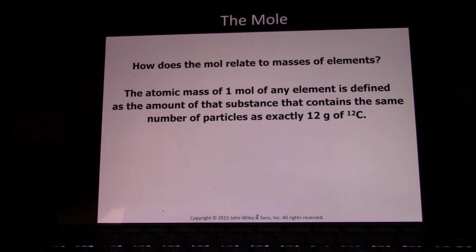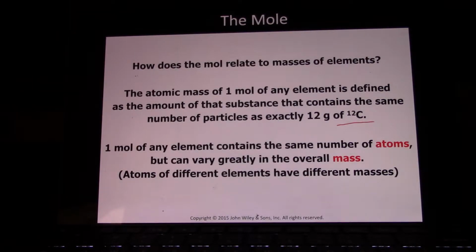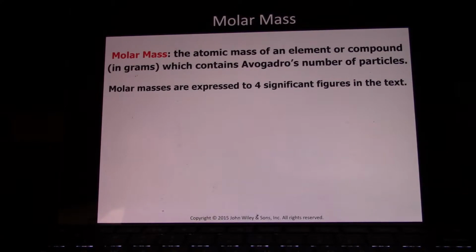The mole is the number of atoms of carbon-12 in exactly 12 grams of carbon-12. So carbon-12 here is our standard for the mole. And again, 1 mole of any element contains 6.022 times 10 to the 23rd atoms. However, the overall mass can be very different because different atoms have different masses. So the molar mass is the atomic mass of an element. If you take your trusty periodic table, we can now look at the atomic masses in 2 different ways. We can say hydrogen is 1.008 atomic mass units per atom, or you could say it's 1.008 grams per mole.